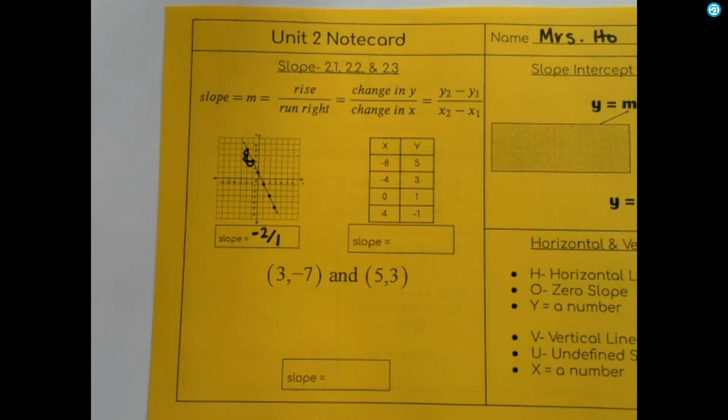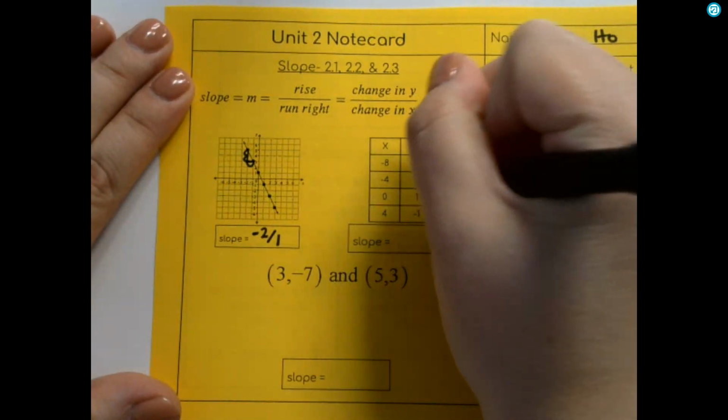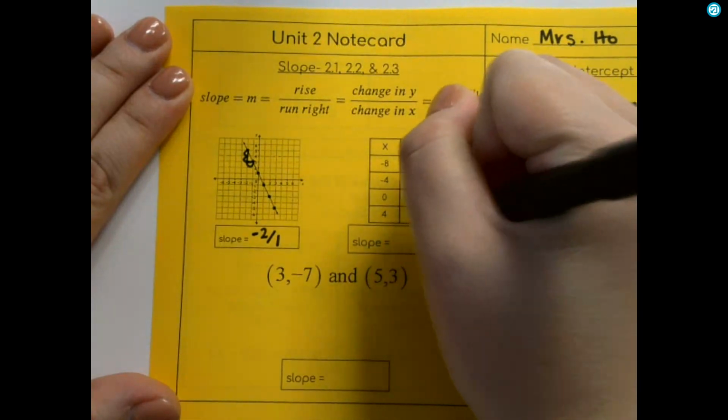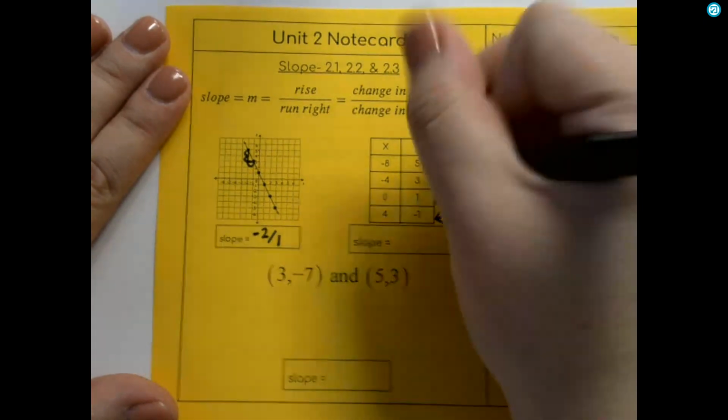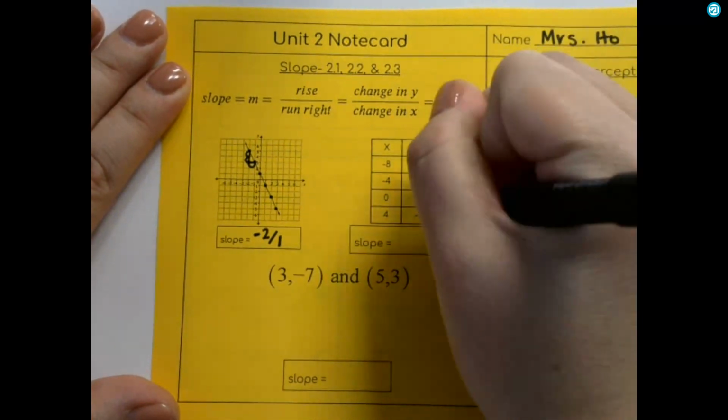Okay. If we are looking at a table, we are looking at the change in our y values over the change in our x values. Remember, y goes on top. So 5 to 3, 3 to 1, 1 to negative 1. How much am I going down each step there? 2. I'm going down 2 each step. So down 2, down 2, down 2.